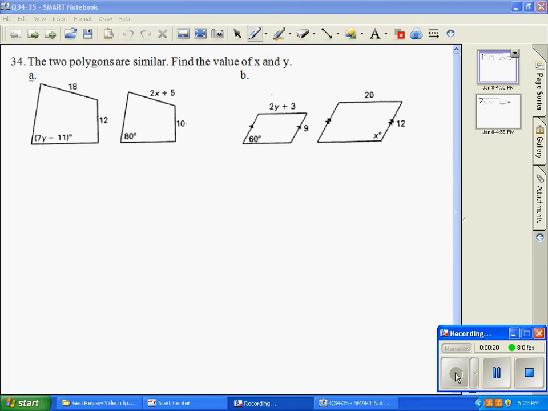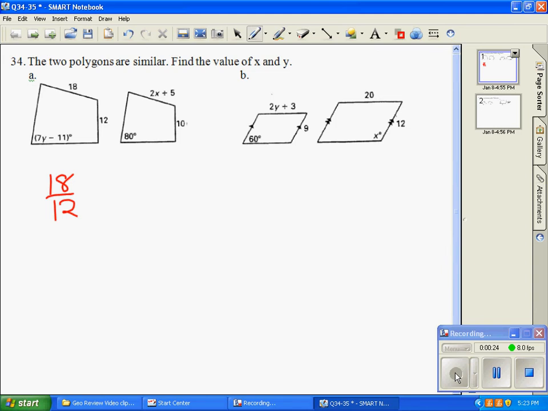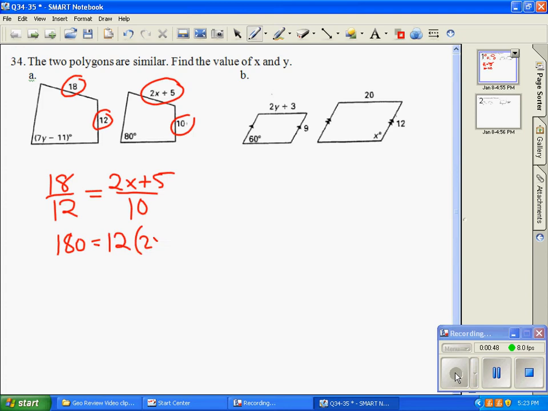So you can go 18 over 12 equals 2x plus 5 over 10. So I compared this to that, and that's equal this to that. So let's cross multiply. So we're going to get 18 times 10, so that's 180, equals 12 times 2x plus 5. So distribute that into the parentheses.